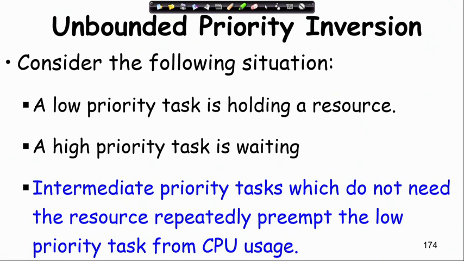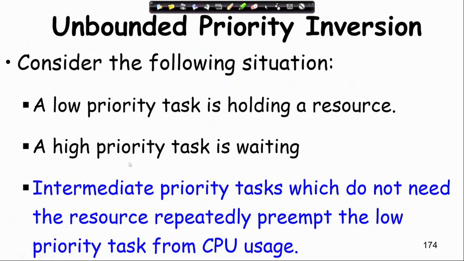The low priority task which was holding the resource cannot make progress with its computation, because the intermediate priority tasks are not needing that same resource, they therefore do not block, they just keep on executing on the CPU. The low priority task cannot complete its execution, just keeps on holding the resource and waits for the CPU, but in the meanwhile the high priority task is waiting. So, this is really a bad situation.